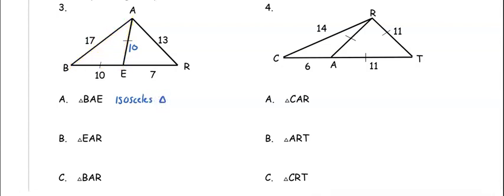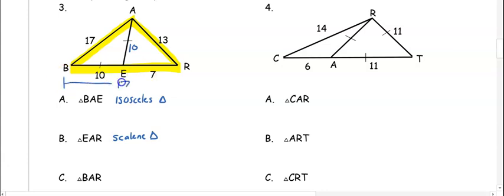Triangle EAR has 3 different side measures, 7, 10, and 13. So because they are all different measures, it is going to be a scalene triangle. And then our last triangle is triangle BAR. So we have one side that's 17. If we add 10 plus 7, we get the other side is 17, and one side's 13. So it has two congruent sides, so it is an isosceles triangle.